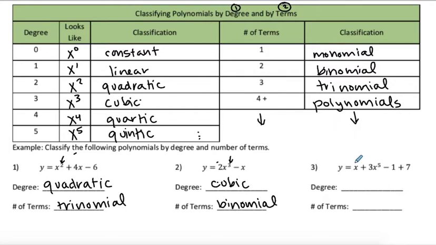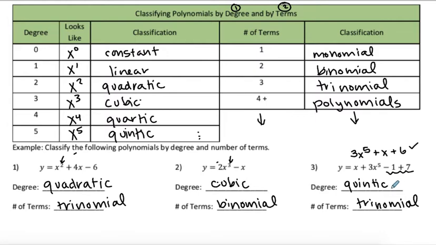On our last one, this is not in standard form, so we should rewrite that. 3x to the 5th, then we have our plus x, but then we can combine these two. So negative 1 plus 7, once we combine, now we're in standard form here. By degree, we have a quintic, that is our highest. And once we've combined our like terms, this is actually a trinomial.